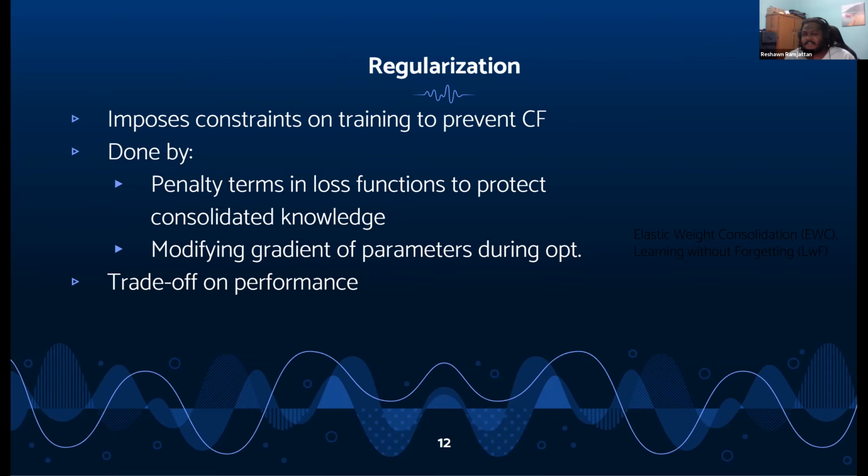So for the sake of time, I won't go into individual methods except one or two maybe, but on the side here, there are one or two examples. I think I left the color black by mistake though, but it says elastic weight consolidation and learning without forgetting are two of the more commonly used or seen regularization approaches.